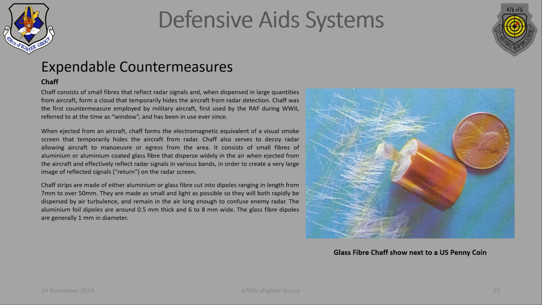Essentially what chaff gives you is a false return for radar, and if you've got enough of it in the sky, it makes the sky radar opaque, so radar can't see through it. So not only do you use chaff from tactical aircraft to decoy threats, you can also use it in an offensive role to deny radar sight to the enemy.